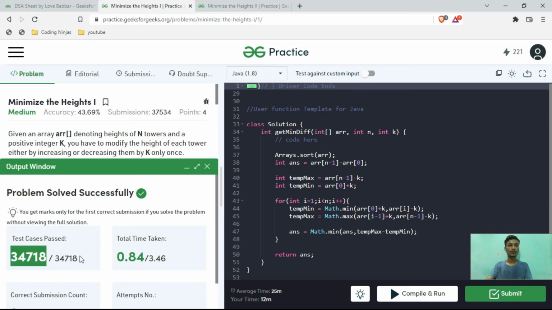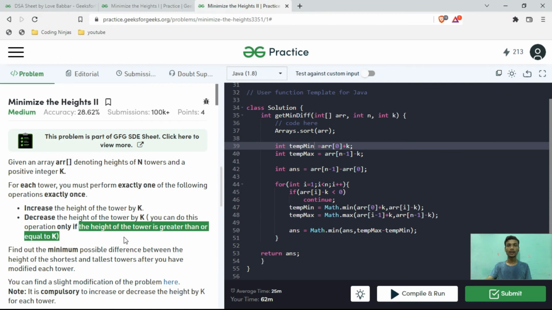Here all our test cases passed successfully. That means it is an efficient approach for this. If you find any other approach that is more efficient than this, please comment, and let's understand another version of this problem, that is, height cannot be negative.